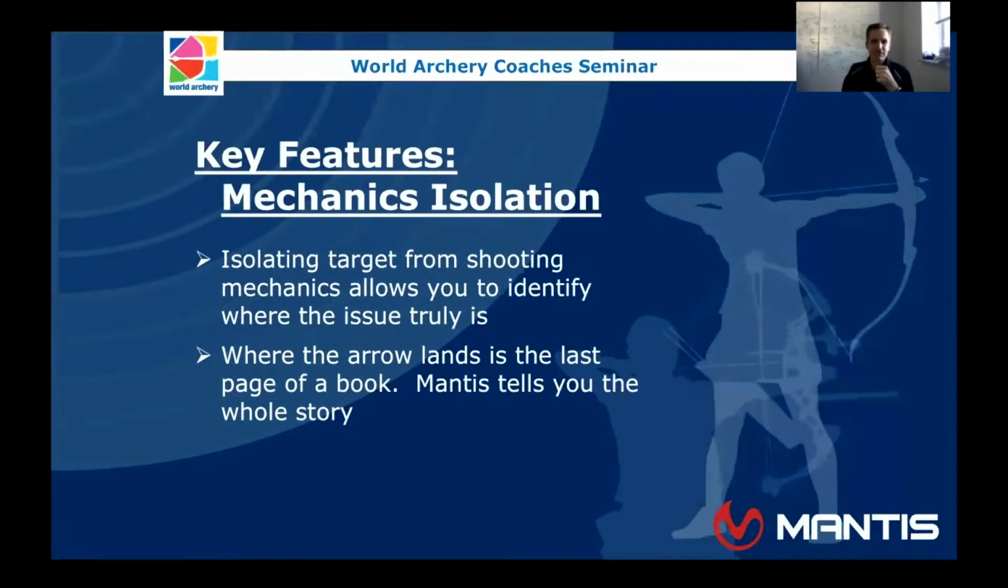One of the key features is that it helps isolate the mechanics of the shooter from the actual shot on target. It helps you identify exactly where the issue truly is, rather than just looking at that single point of where the arrow landed. How we view that is that where the arrow lands is kind of like the last page of a book, and Mantis tells you the whole story.